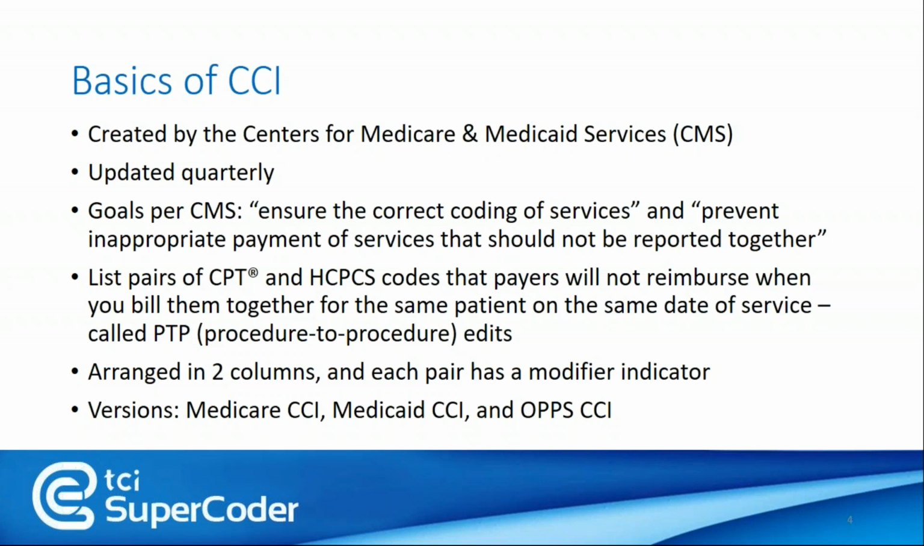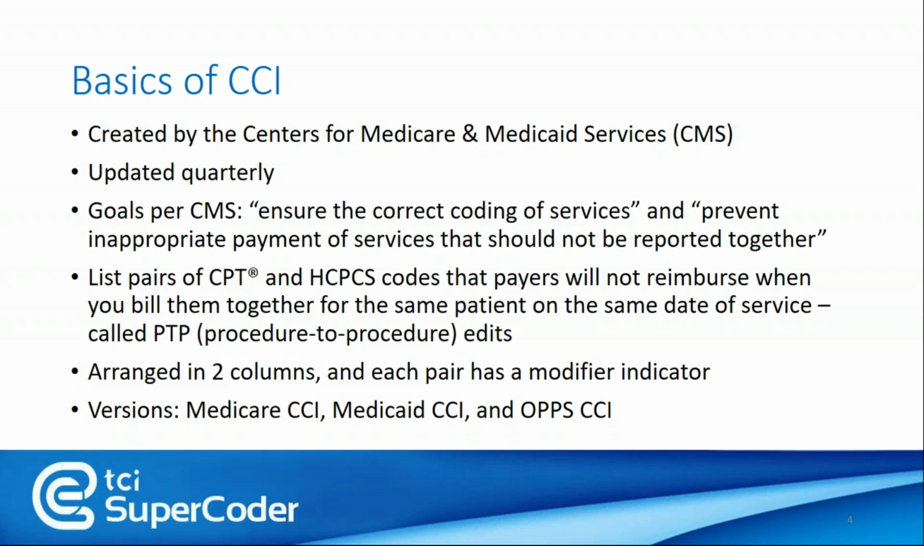Now, you can find these CCI edits, which are updated every quarter, on the CMS website. So there is a very large spreadsheet which includes the CCI edits. There's Medicare, Medicaid, and OPPS. They're separate spreadsheets. And you can access those spreadsheets on the CMS website for free. The challenge is those spreadsheets are extremely bulky. They're hard to work through. You certainly can't really print them out because there's just way too much data. You'd be printing pages upon pages and using reams of paper if you wanted to print those out. So they're a little bit cumbersome to work with.